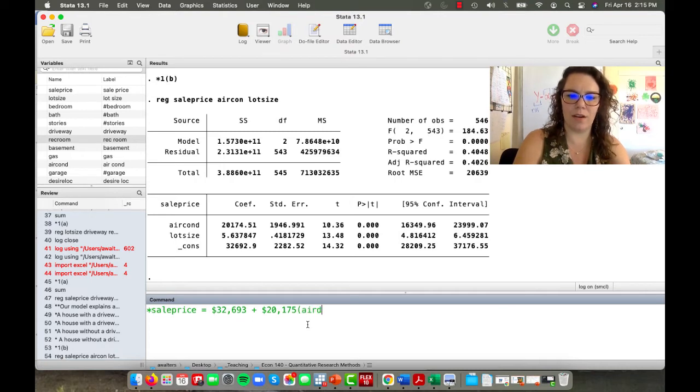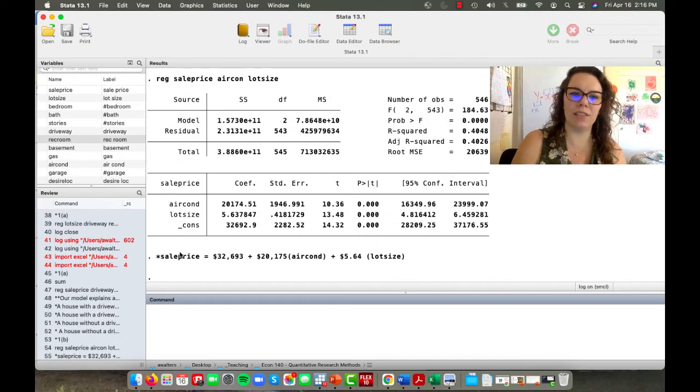times air conditioning, plus the coefficient for lot size, which is $5.64. And so that gives us our explained variable as a function of air conditioning and lot size. And then we could estimate those y hats by putting in whether a house has air conditioning or not and some lot size. Hopefully that's simple and straightforward, but that's what I'm asking you to do: write out that equation and show us what it would actually look like.